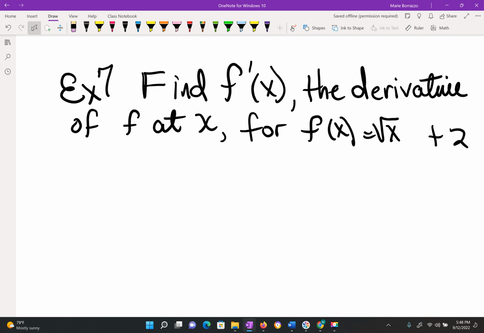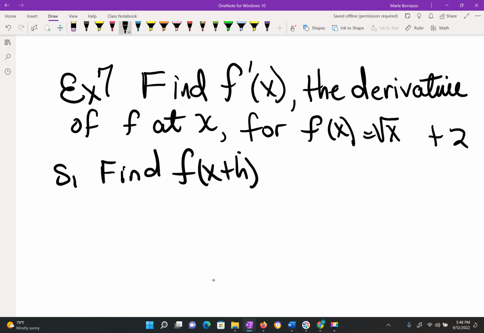So we're going to do this in steps first, and then I'll show you the trick. Okay? All right, so we're going to have step 1. The first thing they want us to do is find the f of x plus h. And so we're going to basically rewrite this as being equal to the square root of x plus h plus 2.